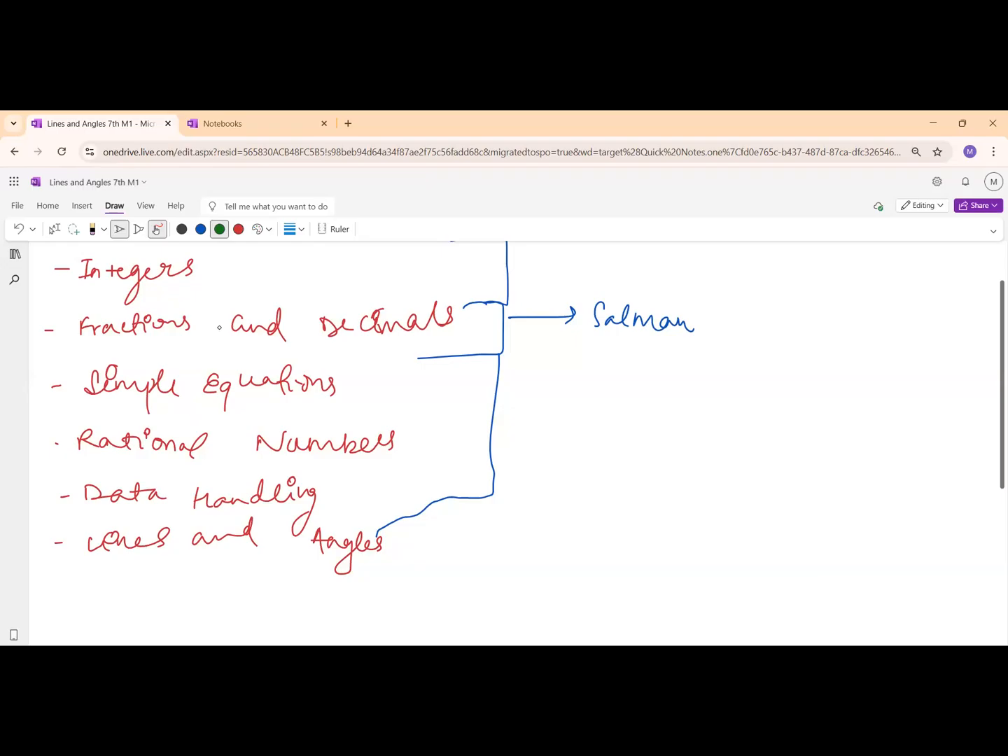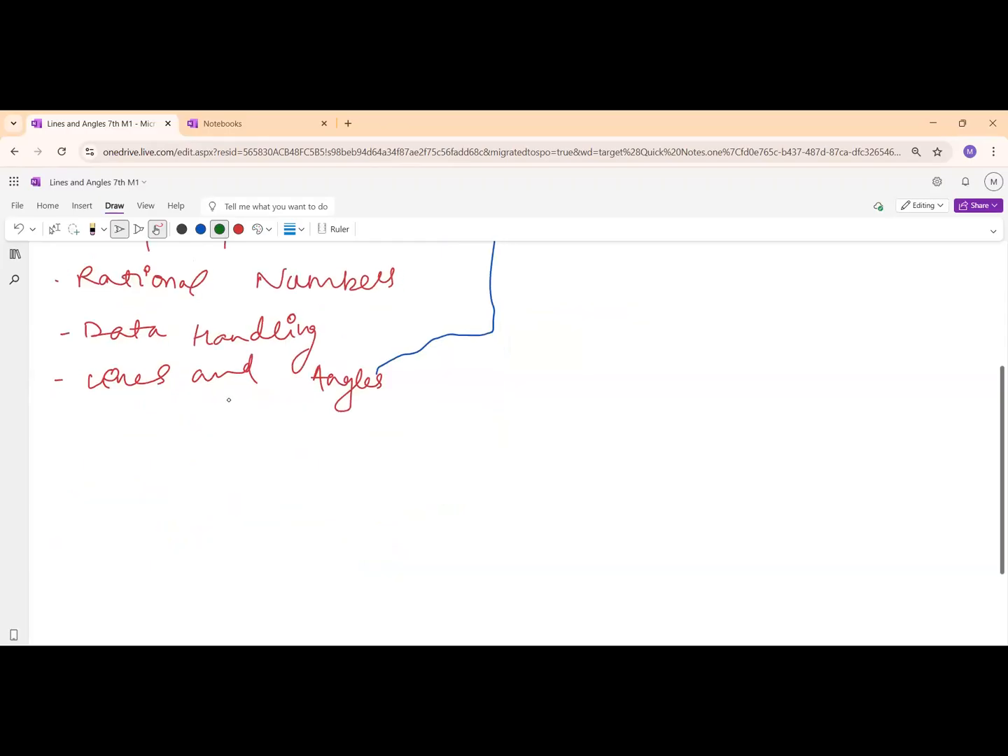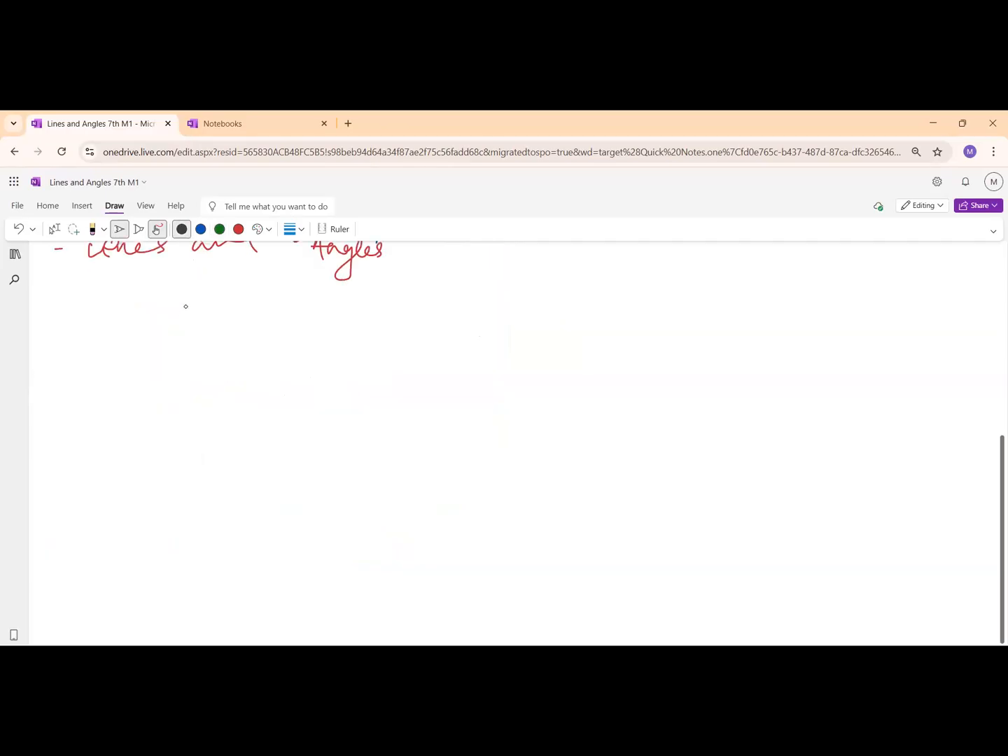Okay, but all these chapters are done in your school, right? The lines and angles have just started, about a quarter of it. Okay. Fine. So we are ahead of all of you guys' schools. So now for the revision, starting with integers.